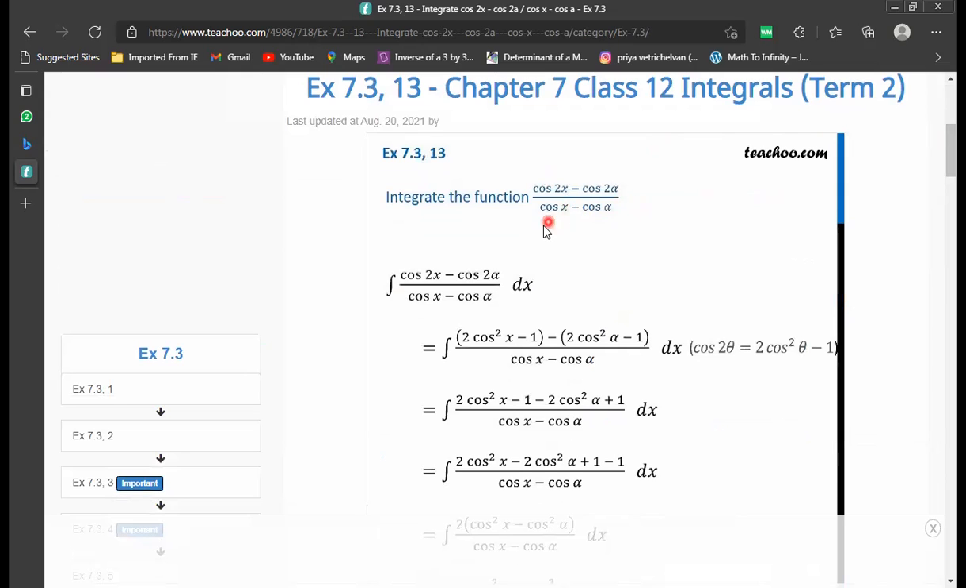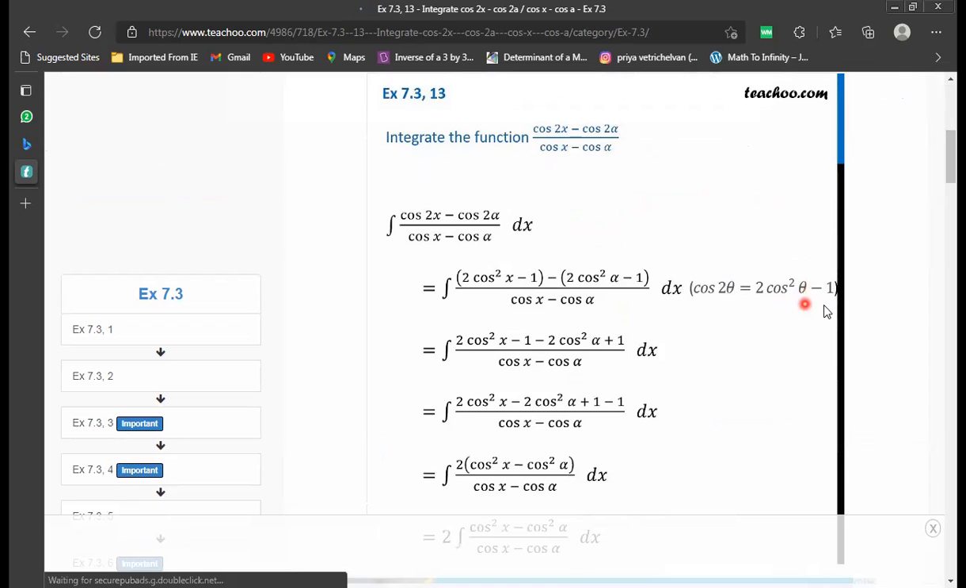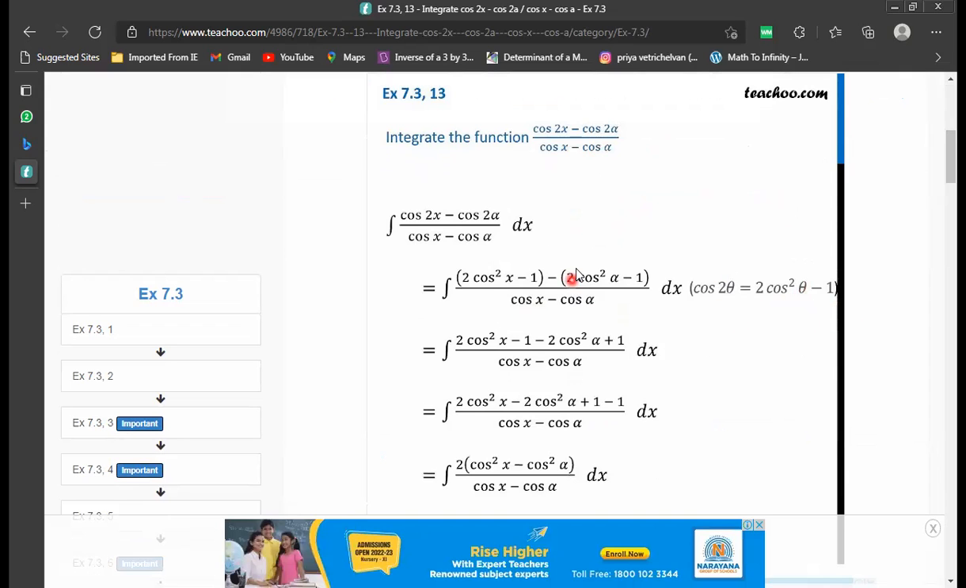Cos 2x minus cos 2 alpha upon cos x minus cos alpha. So you are rewriting cos 2 theta as 2 cos square theta minus 1 here. So you are substituting for both the terms in the numerator. Just substituting theta as x in the first term and alpha in the second term. And then this minus 1 and plus 1 cancelled out each other. So we'll be left with 2 cos square x and minus 2 cos square alpha. Take the 2 outside, cos square x minus cos square alpha.